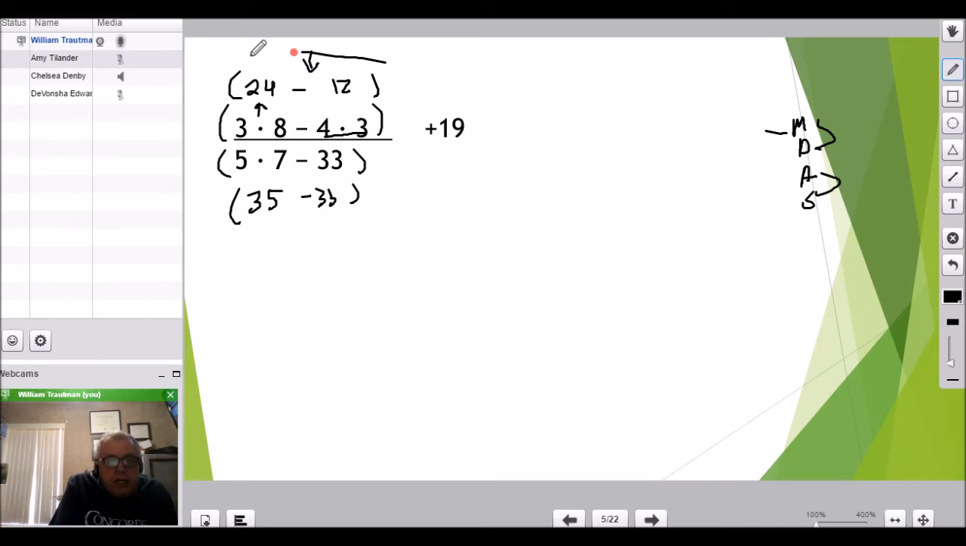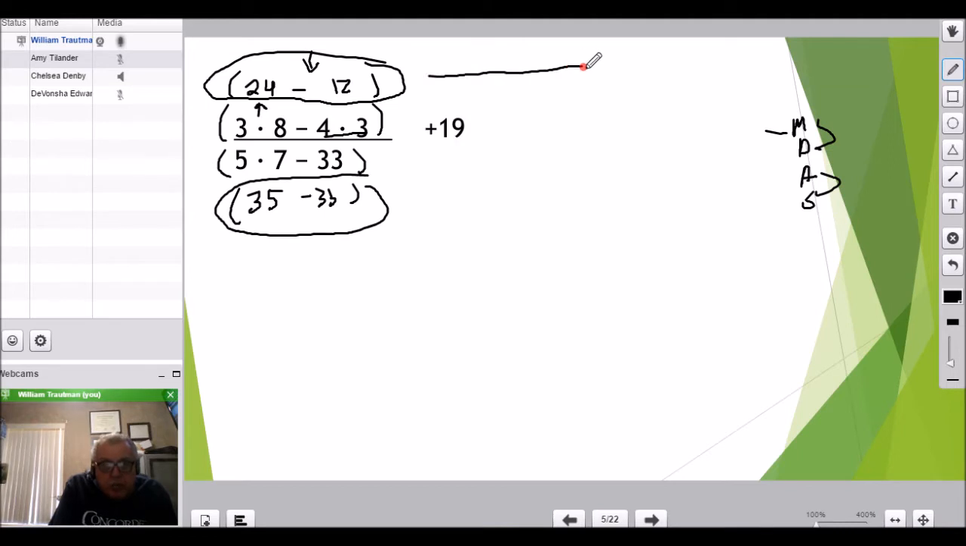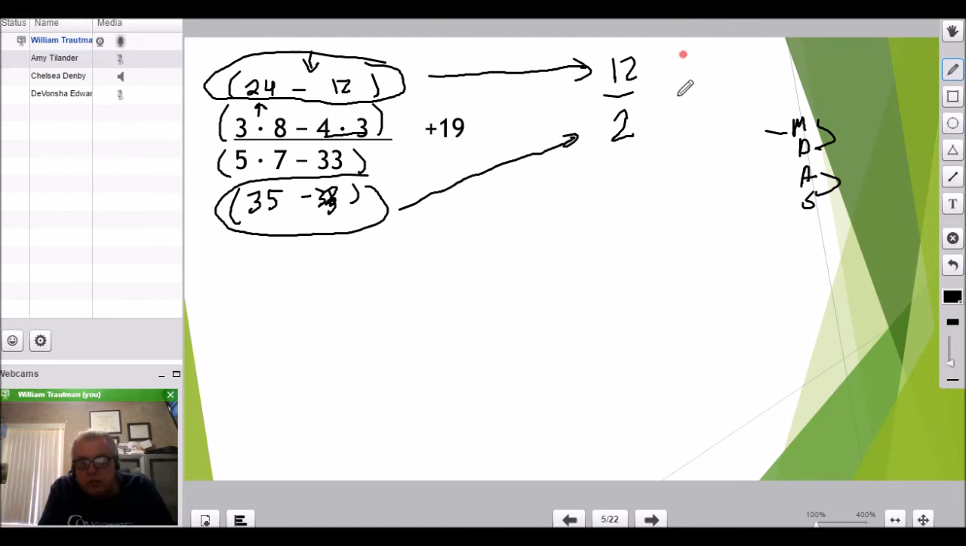Okay, so here's the top of our fraction. Here's the bottom of our fraction. Our top, 24 minus 12, is 12. Our bottom, 35 minus 33, is 2. My computer's a little slow because I'm recording it 2 different ways. And then don't forget we have the plus 19 after it. So here's our problem. 12 divided by 2, right? Fractions are divided. 12 divided by 2 is 6. So 6 plus 19 is 25, and we are done.